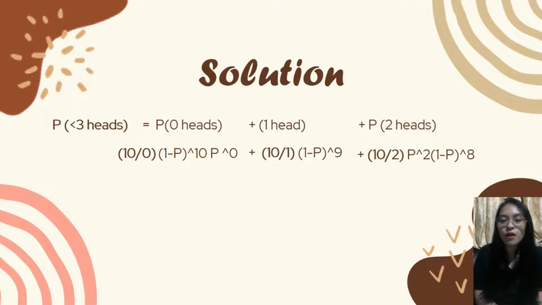Similarly, a particular sequence with exactly 1 head will have the probability of (1 minus p) to the 9th times p, and there are 10 choose 1 such sequences. The probability of an exact sequence with exactly 2 heads is going to be p squared times (1 minus p) to the 8th, but there are 10 choose 2 such sequences. So the total probability will be obtained by adding all of those individual probabilities, and that will give you the probability of less than 3 heads.